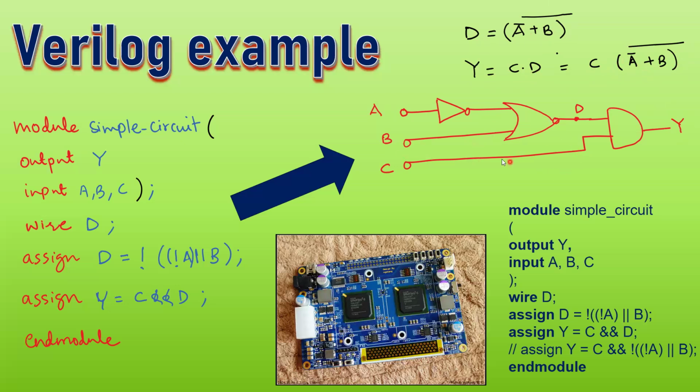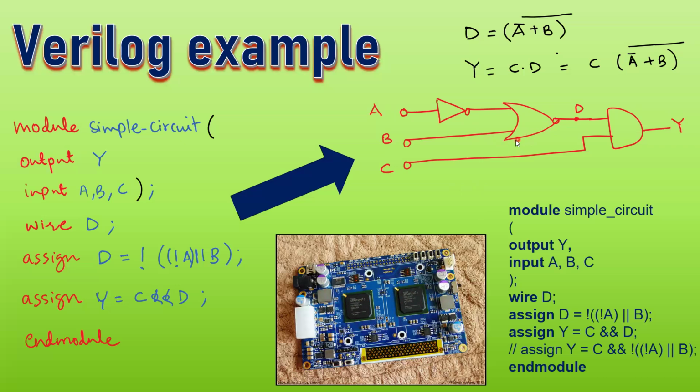If you want to implement this circuit in integrated circuit form, this is how the IC looks. Obviously there will be millions of such gates in circuits and systems, but we are explaining it with a very simple example.